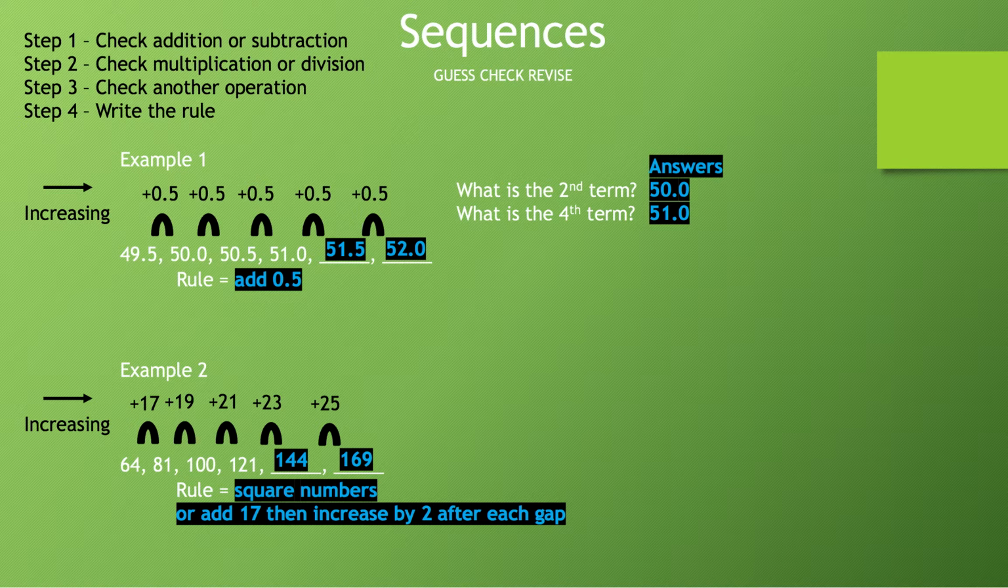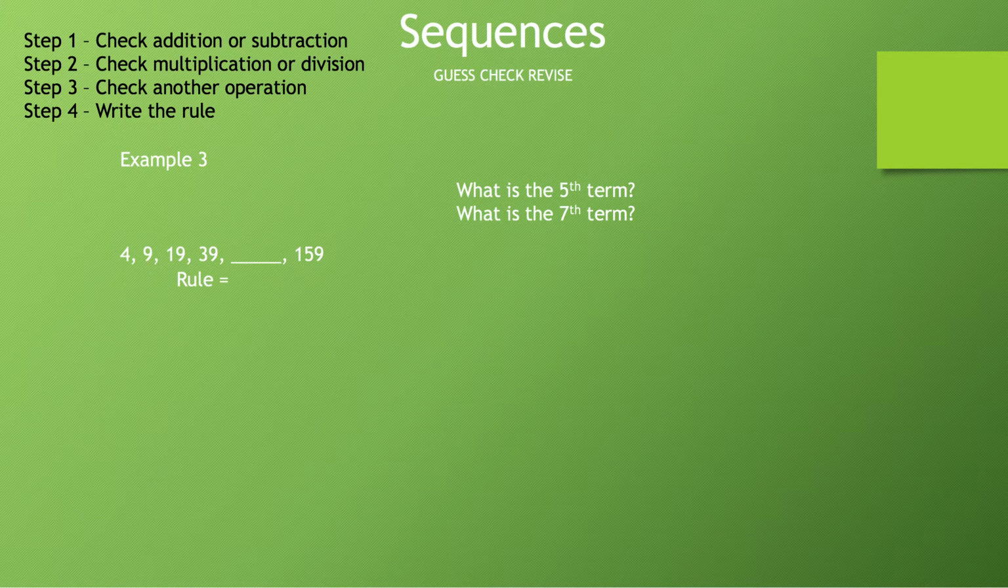And the rule is going to be square numbers, or you can say add 17 and then increase by 2 after each gap. Or you can even say add consecutive odd numbers starting at 17. So that is a third option you could do. Let's take a look at the terms. What is the third term? It's going to be 100. And the seventh term is going to be 196. So let's move on to example 3.